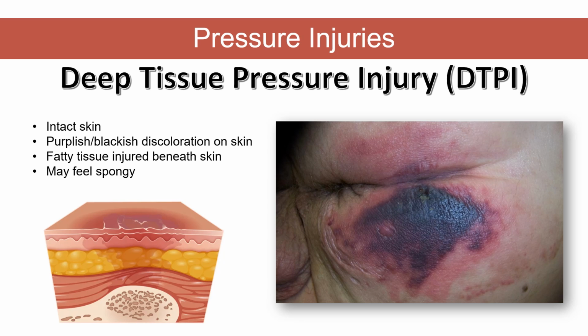Next is deep tissue pressure injury, or DTPI. So this is intact skin. Okay, so there's no open skin here. And this looks purplish, dark maroon, a discoloration in the skin. This happens when fatty tissue or subcutaneous tissue is injured beneath the skin, and it may feel spongy or boggy. So this deep tissue pressure injury is very, very high risk for opening up and turning into a stage 3 or 4. So we want to be really careful and try to prevent that from happening if the patient has DTPI.